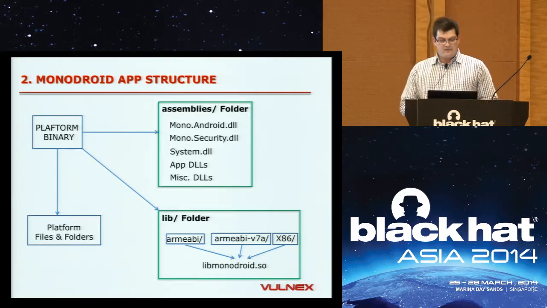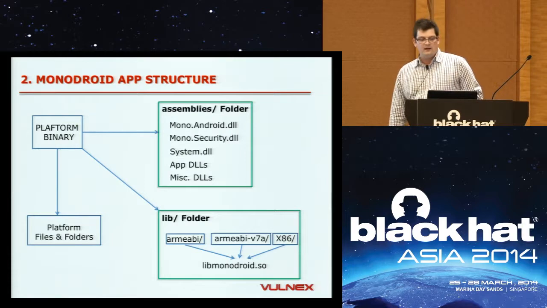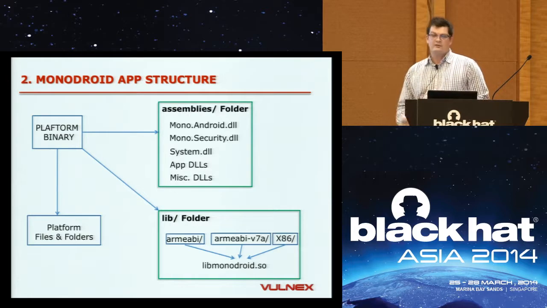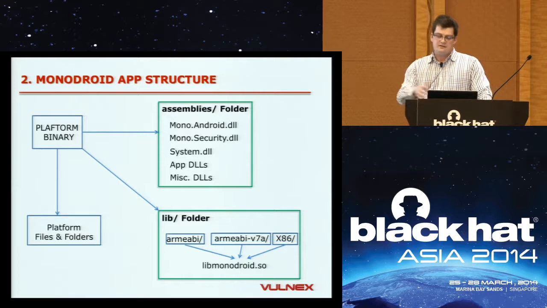Then we also have the platform files and folders, in this case for an Android application. It also creates a lib folder, and it will include a library. This library is the libmonodroid library, and this is what it does. This library is the engine, the framework engine. It will take your .NET code and translate it to native Android code, so it can run. So this is also interesting. This is the structure of a Monodroid application.